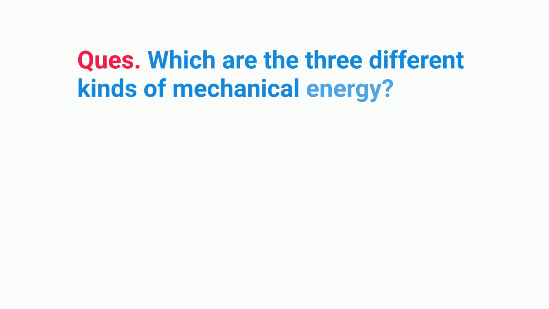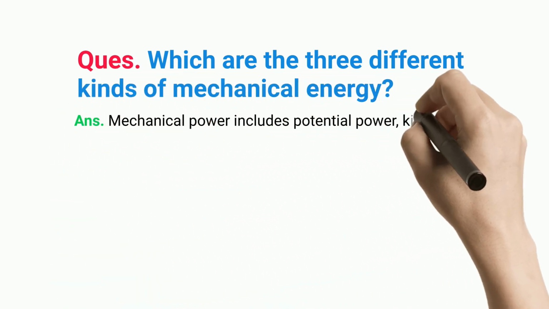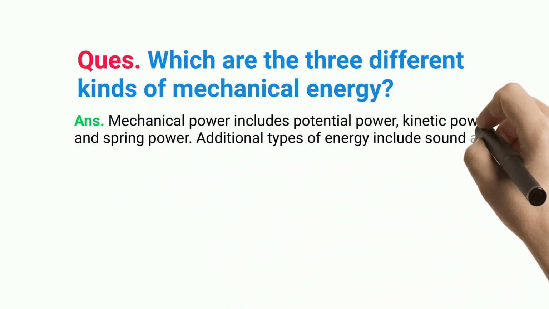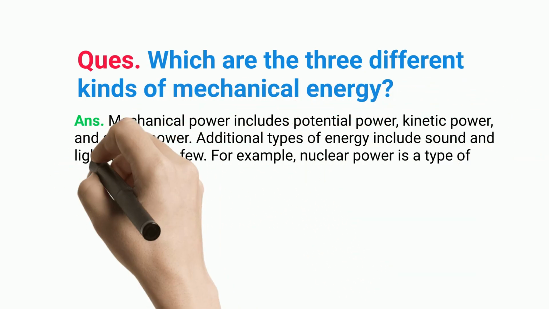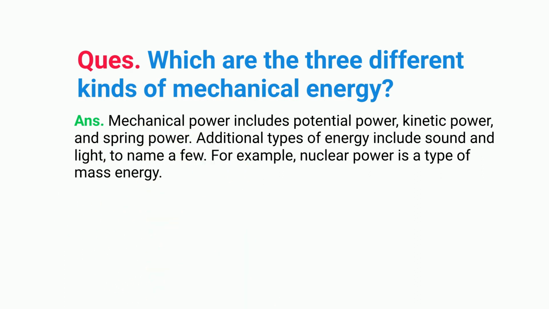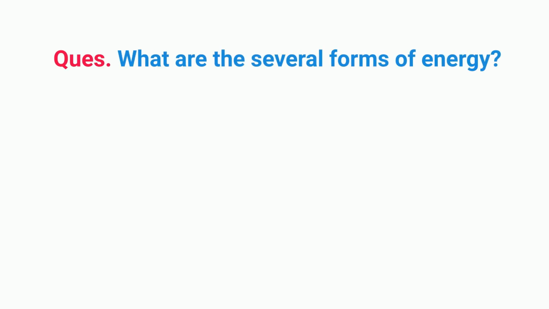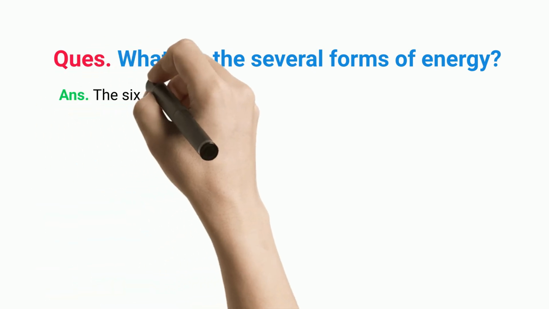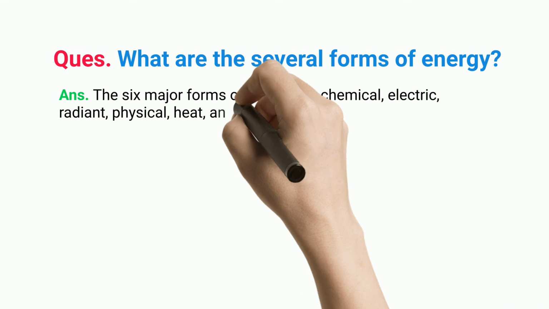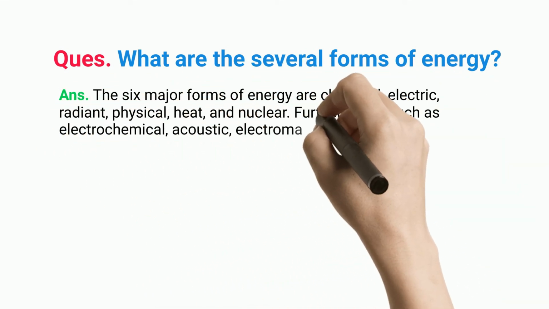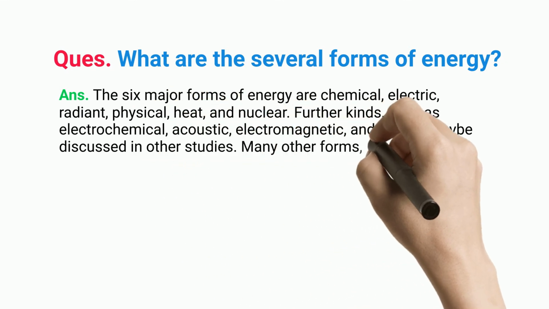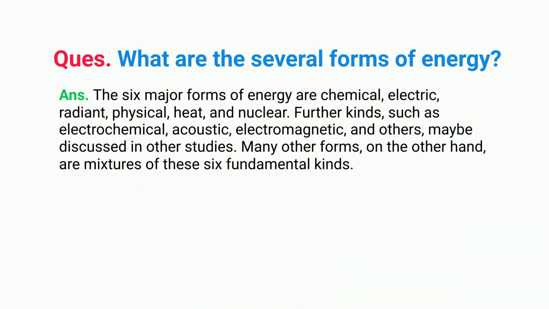Q. Which are the three different kinds of mechanical energy? Mechanical power includes potential power, kinetic power, and spring power. Additional types of energy include sound and light, to name a few. For example, nuclear power is a type of mass energy. Q. What are the several forms of energy? ANS. The six major forms of energy are chemical, electric, radiant, mechanical, heat, and nuclear. Further kinds, such as electrochemical, acoustic, electromagnetic, and others, may be discussed in other studies. Many other forms, on the other hand, are mixtures of these six fundamental kinds.